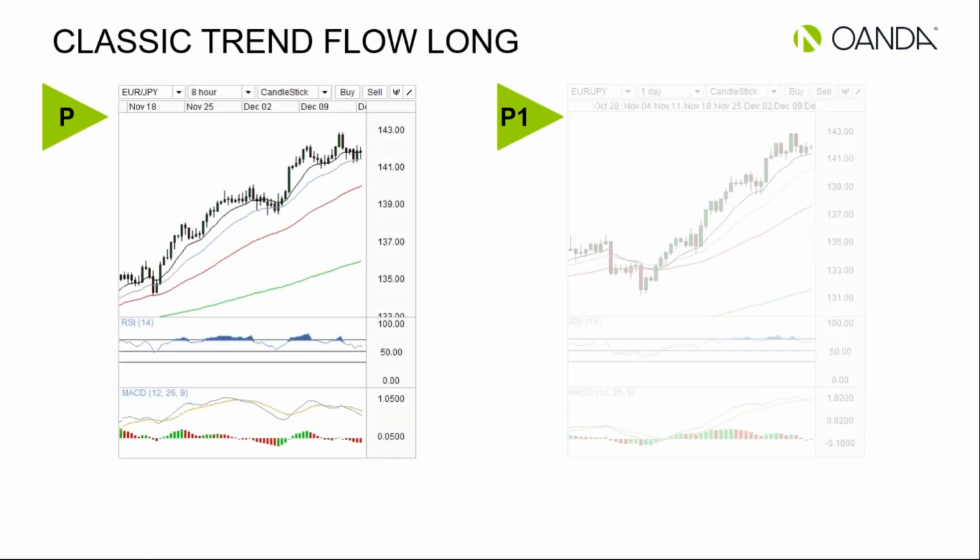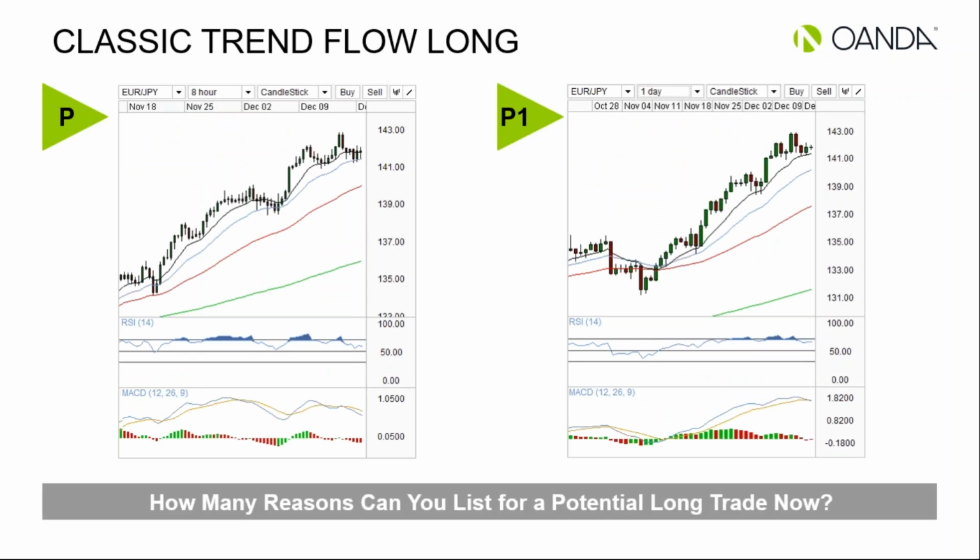Okay, so that was a short trade example. The trend flow strategy can also be used to buy into a market. So these are some charts that we have captured of a long trade on the Euro-Yen market. I just want you guys to take a quick squiz at this and see how many reasons you can list for going into this potential long trade. Take a quick pause and write down as many reasons as you can think of why you might want to enter this market on the buy side.